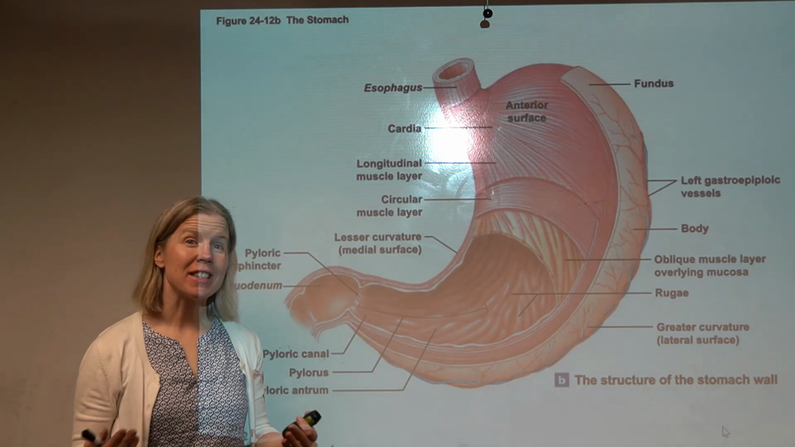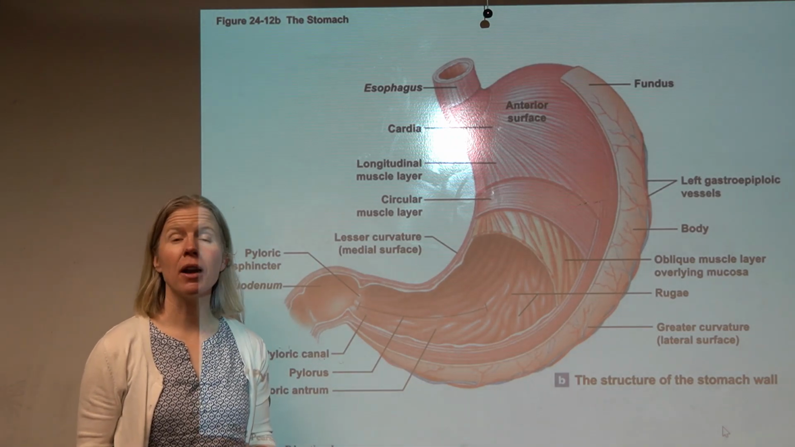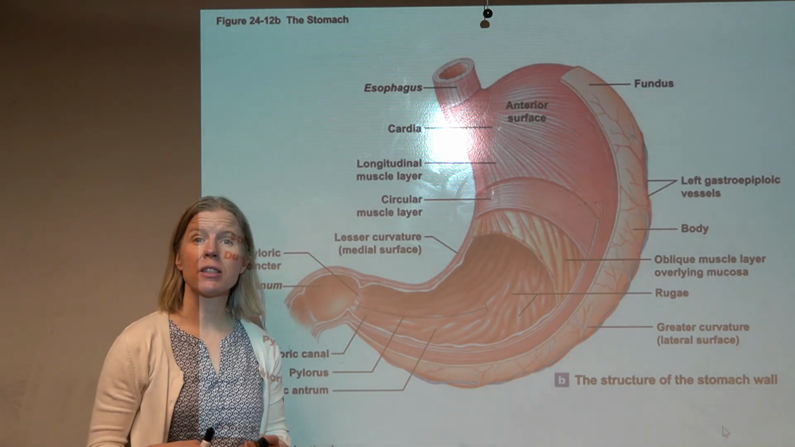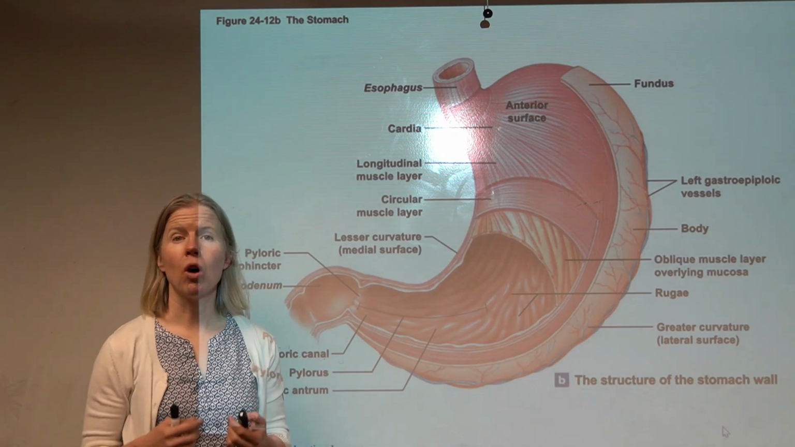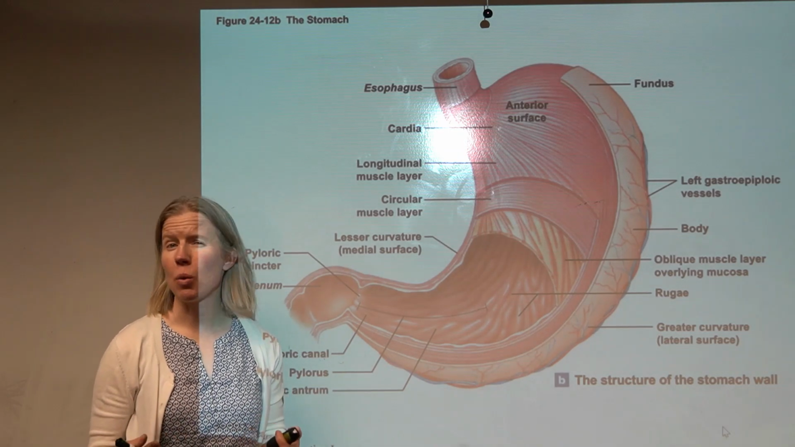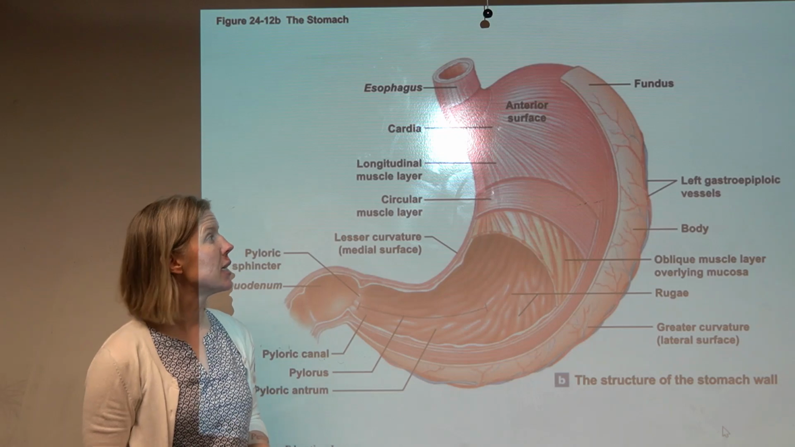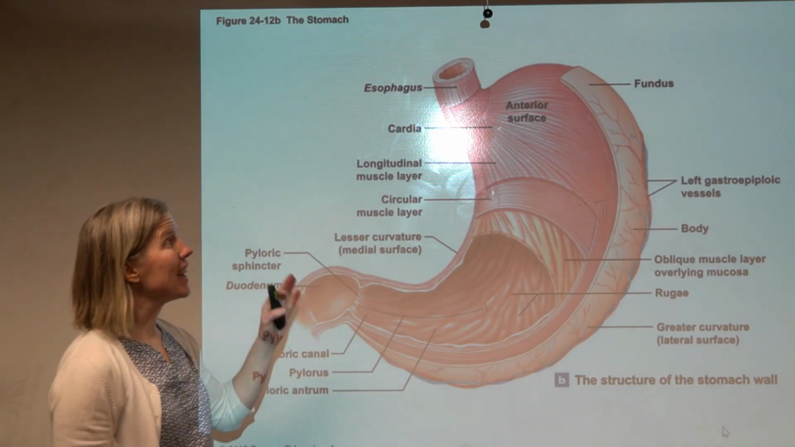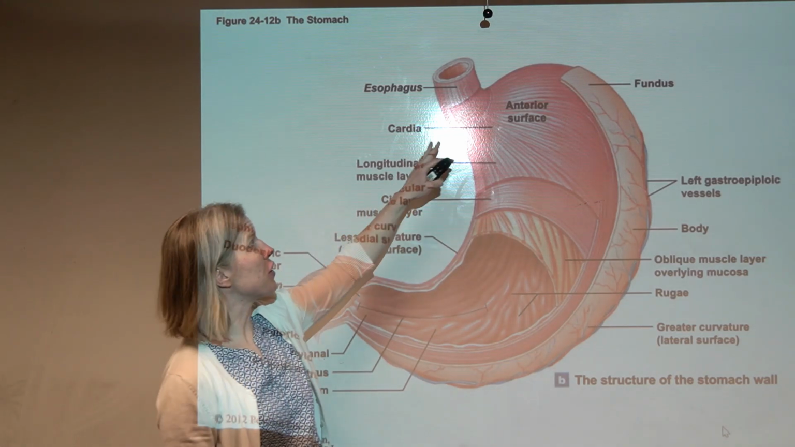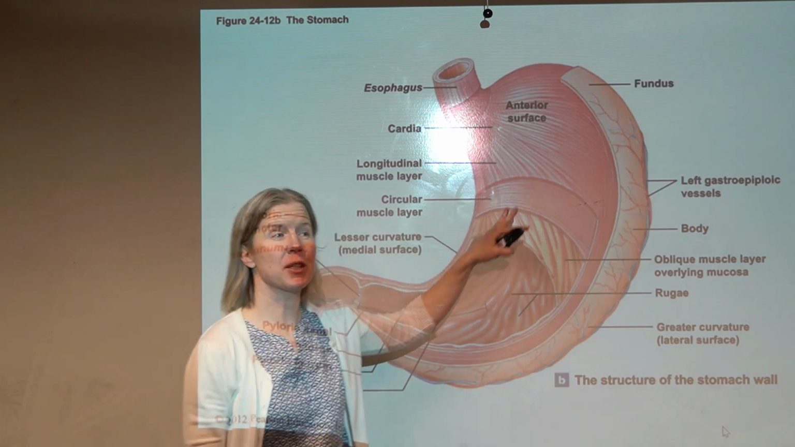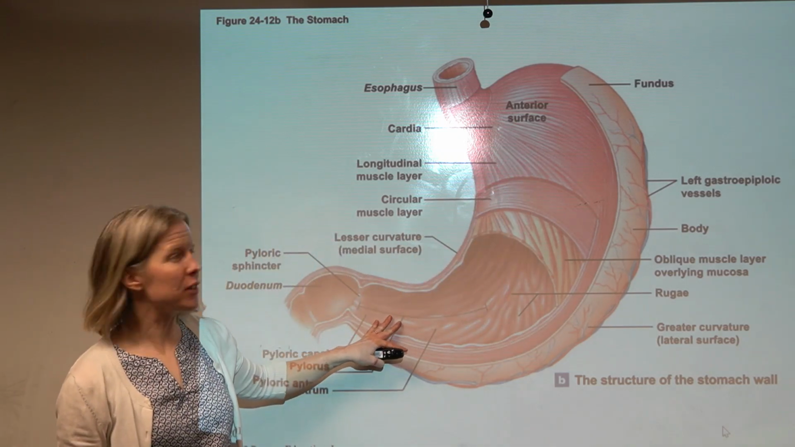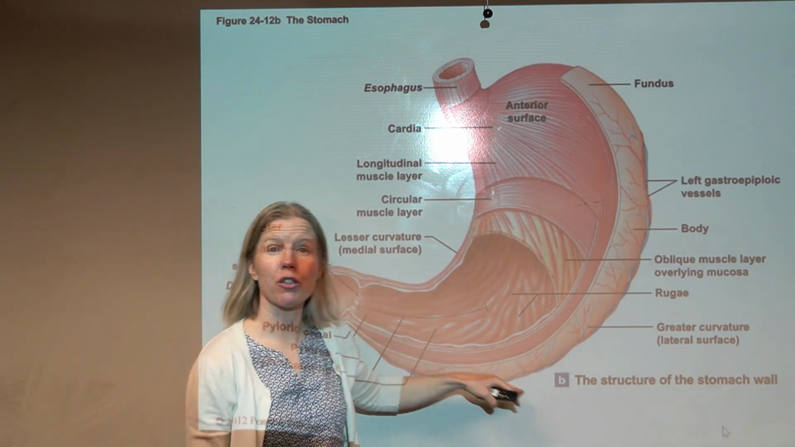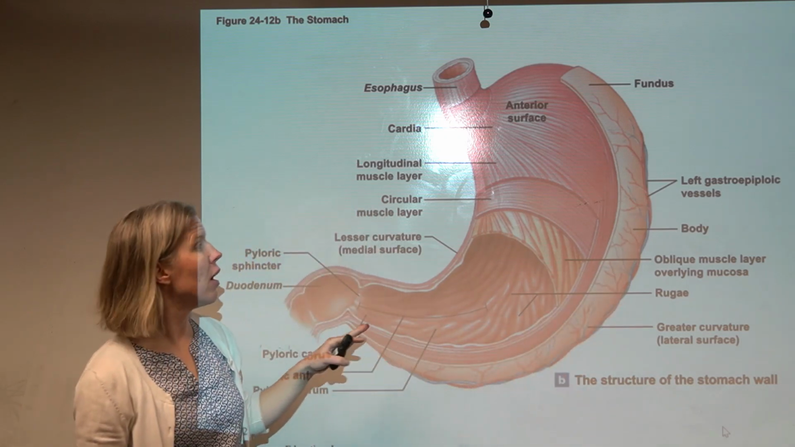So our food has now made it to the stomach. The stomach is going to be a place for storage. We'll also see mechanical as well as chemical digestion taking place here. Now, in lab, you're learning all the different regions, cardia, fundus, body, pylorus, talking about maybe lesser curvature, greater curvature of the stomach.